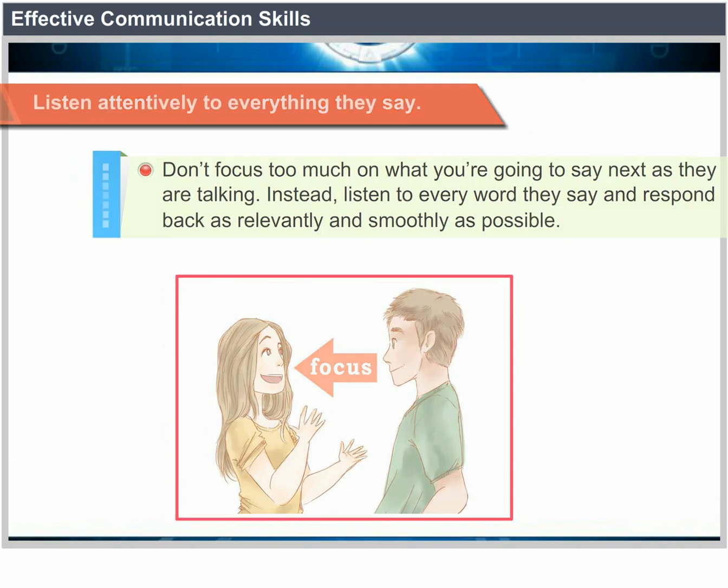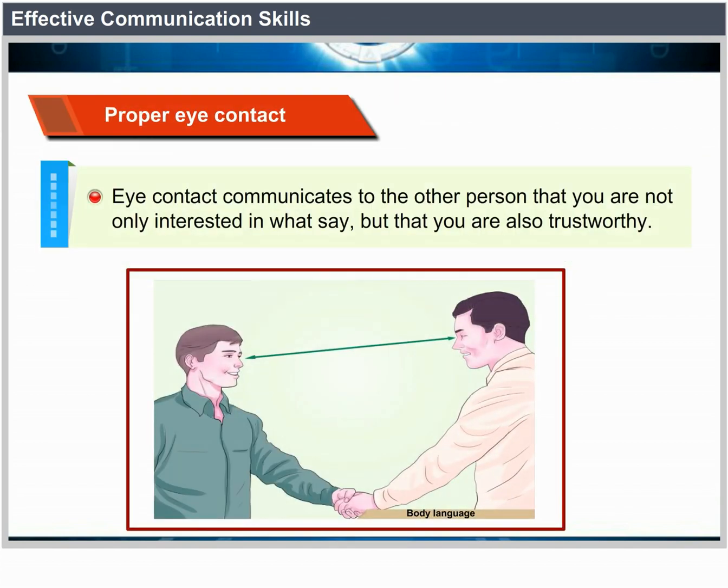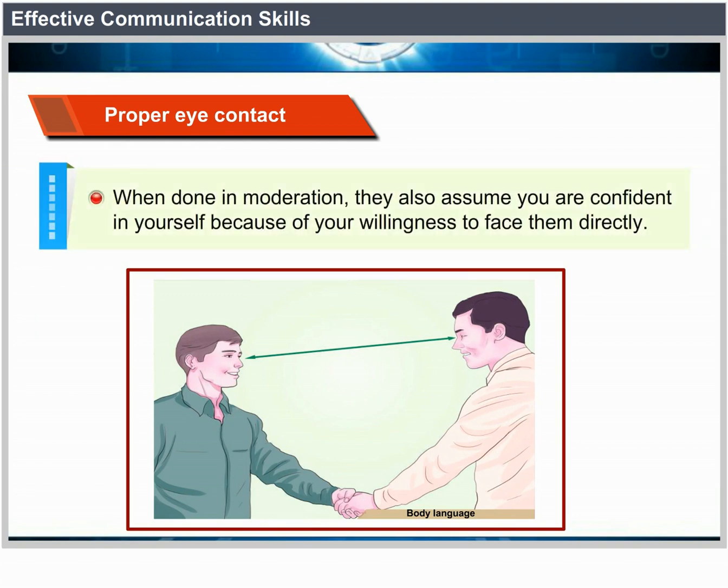Give them the right amount of eye contact. Eye contact communicates to the other person that you are not only interested in them and what they have to say, but that you are also trustworthy. When done in moderation, they will also assume you are confident in yourself because of your willingness to face them directly.